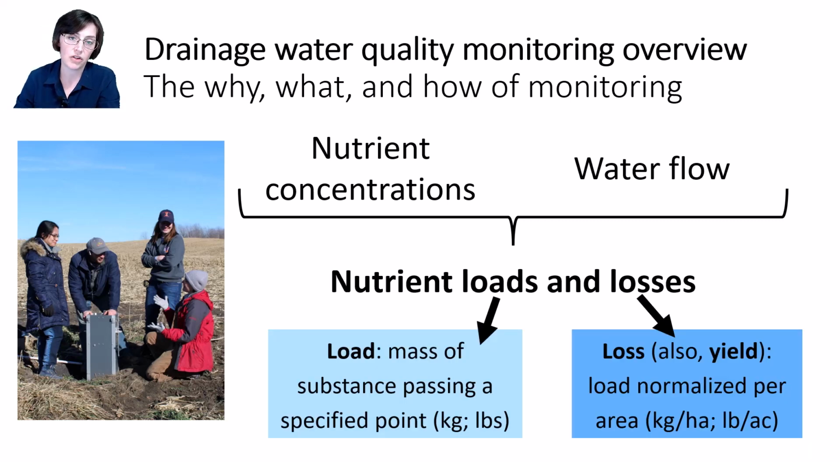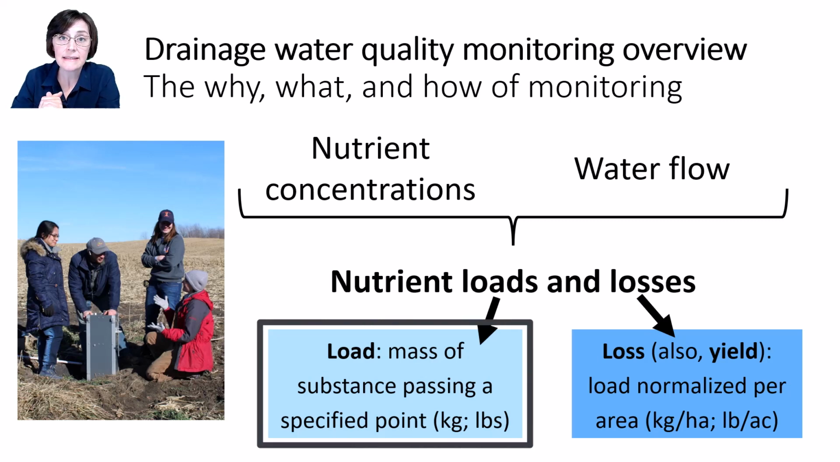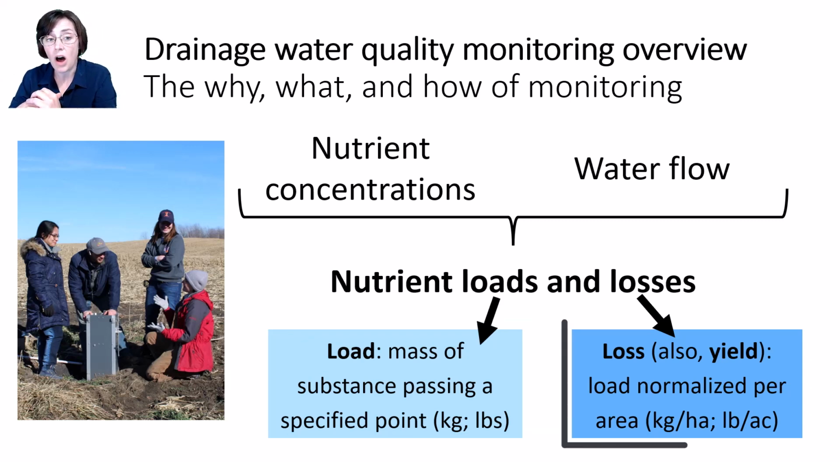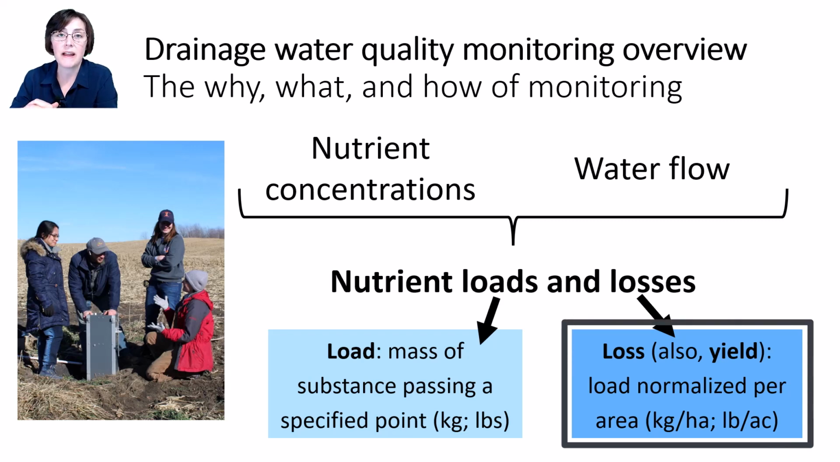A little terminology here. A load is simply a mass, like 400 pounds or 400 kilograms of nitrogen flowed out of that given tile last year. A loss, on the other hand, is a mass that's normalized per area. For example, 20 pounds of nitrogen per acre flowed out of that tile last year. Loss is sometimes called yield, which probably sounds familiar because we talk about grain yield on a per acre basis, that is, bushels per acre. And this term loss should also sound familiar, at least in Illinois, because we call our Illinois nutrient strategy the Illinois Nutrient Loss Reduction Strategy.